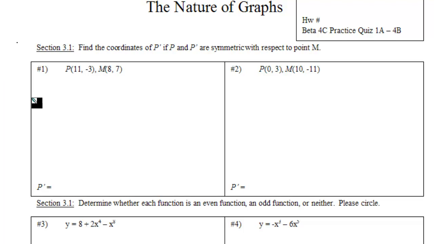For the first two problems, you are supposed to find the coordinates of P prime if P and P prime are symmetric with respect to point M. What this basically means is you have a segment with endpoints P and P prime, and M is the midpoint. That's by definition of point symmetry.